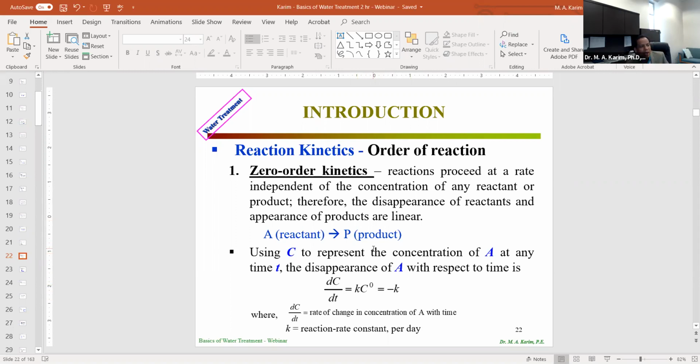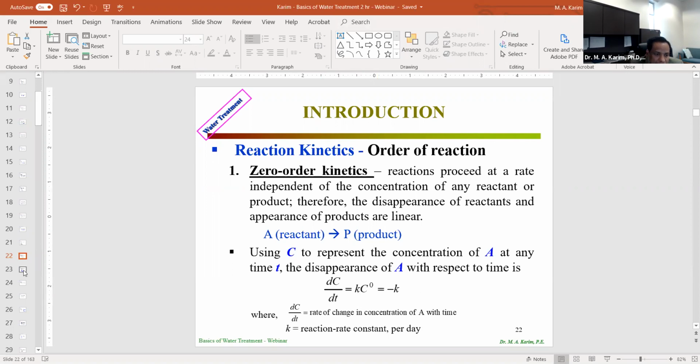So in this case, dC/dt is proportional to C0. That's why it's called zero order kinetics, because the power is C0. Then we've got a negative k, so negative kC0. Why is it negative? The negative sign comes for the purpose of showing that the concentration is going down. It's not going up. If we saw positive, that would mean the concentration of the contaminants is increasing with time. In order to make the reaction work for us, we have to make the k value negative because our intention is to bring the concentration down.